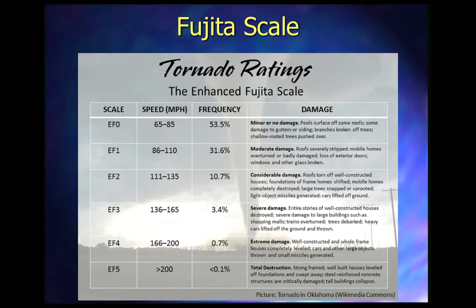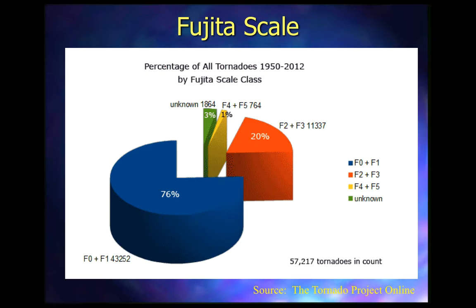And you can look at the enhanced Fujita scale here. I won't go over it in detail, but you ought to read that and be certainly familiar with it as a meteorologist. Looking at the percentage of tornadoes by Fujita class scale, this is the old Fujita. It's not the EF scale, it's the old Fujita scale. And you can see that about 3/4 of the tornadoes are actually F0 and F1 category.